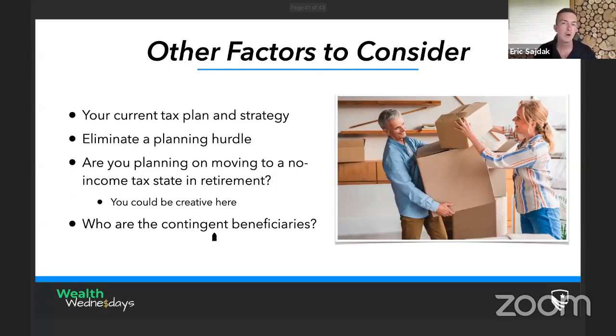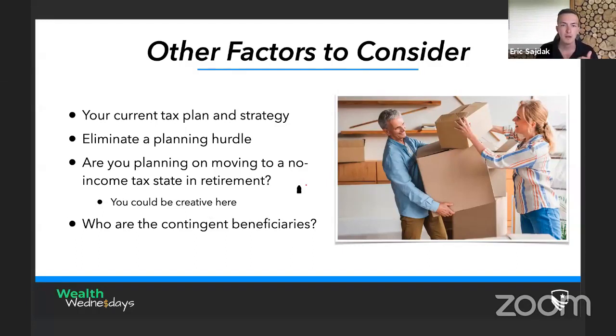So here are a few other factors you might want to consider as well. With Ray and Veronica's situation, we talked about their current tax planning strategy and how that inheritance really messed up their situation. So obviously you want to be factoring that in. It would have made more sense for Ray's mother to start performing Roth conversions while she was still alive rather than passing that on to Ray and Veronica.